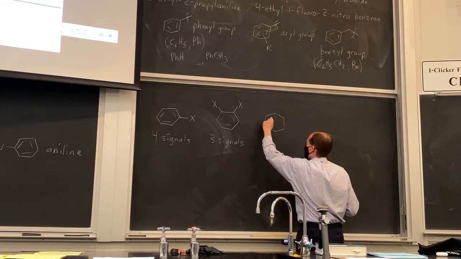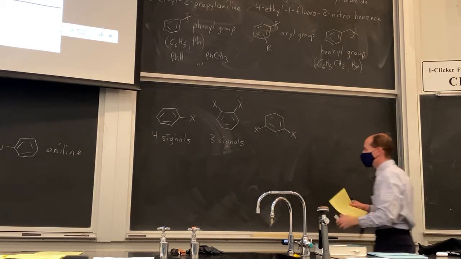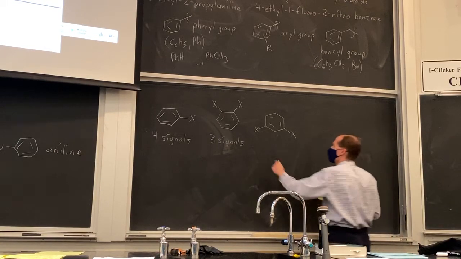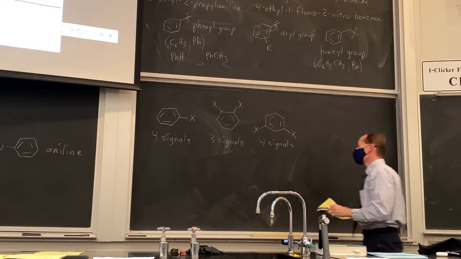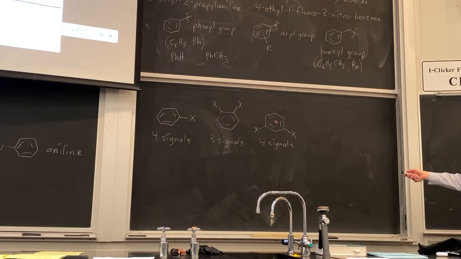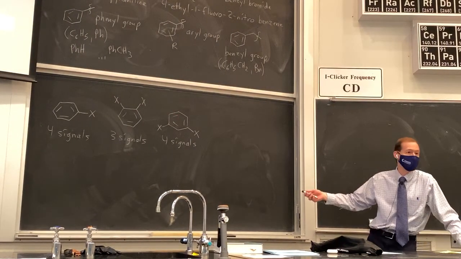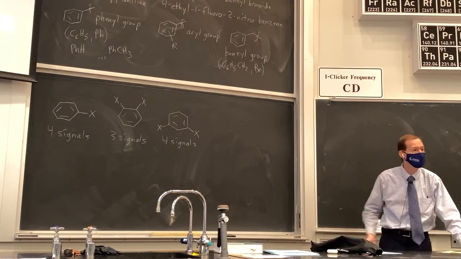If we have meta, how many different types of carbons in the meta disubstituted benzene? 4, okay? So we have a plane of symmetry. The plane of symmetry in this case cuts through 2 of the carbons. The 2 carbons that are in the plane of symmetry are not equivalent to each other. So it's 1, 2, and then these are 3, and that's 4, okay? So 4 signals.